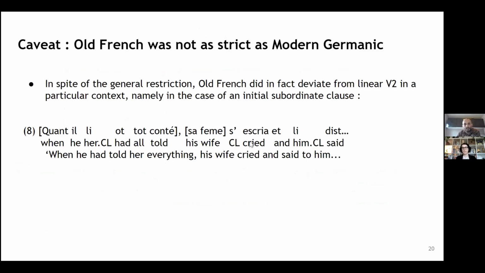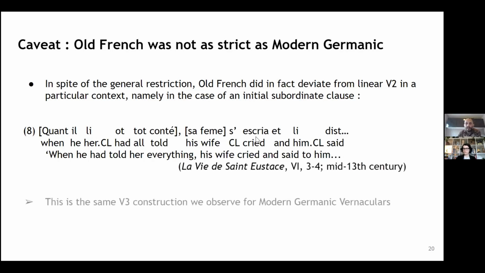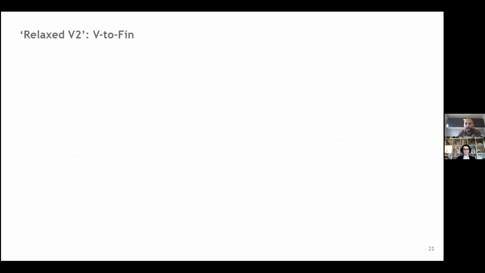which is the kind of structure that we saw in Breitbach's talk, and which might in fact not, where the V2 grammar perhaps is an innovation in Germanic as well, the tendency to invert after these clauses. And this is the same V2 construction we will observe for modern Germanic urban vernaculars.